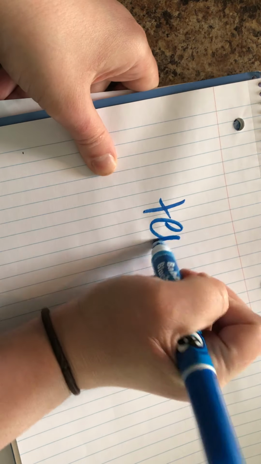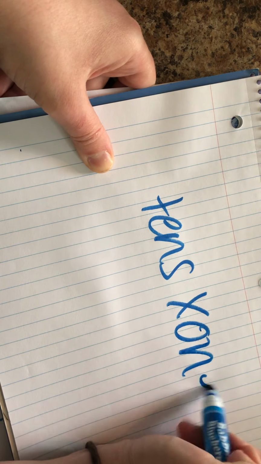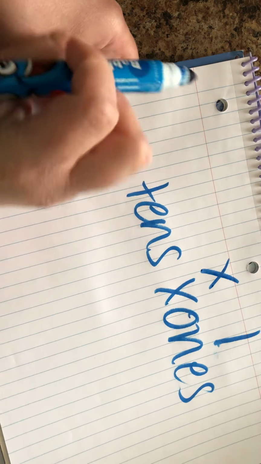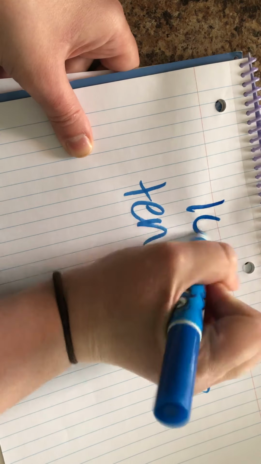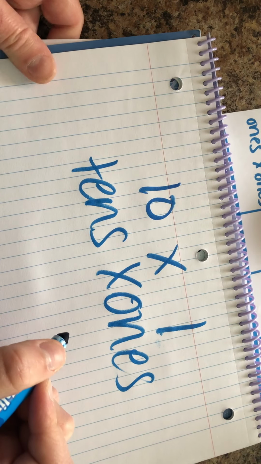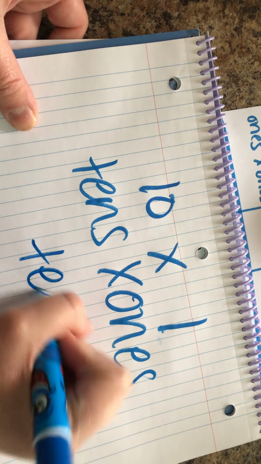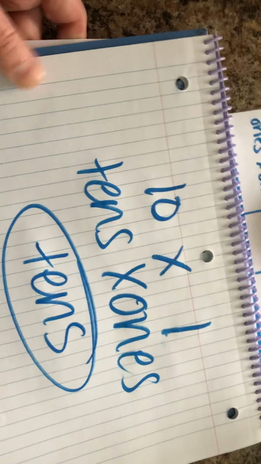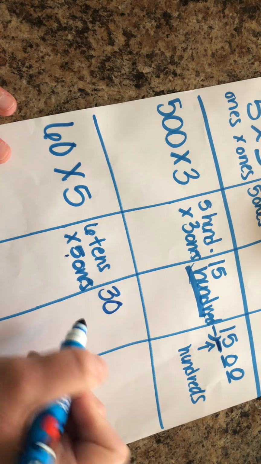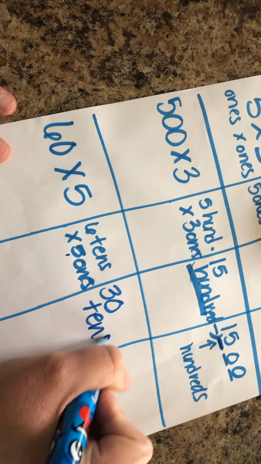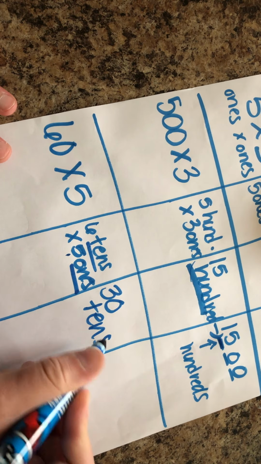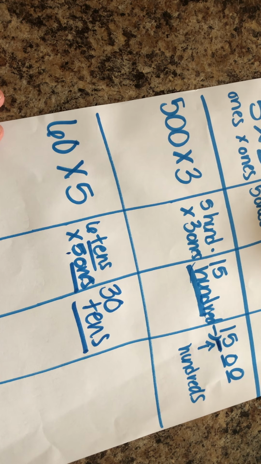Okay, let's go back. What do we know? We know that we have tens, and we're multiplying it by ones. Remember, anything multiplied by 1 is itself. So that means my answer is going to be in the tens place value. So I know that 6 times 5 is 30 tens. Remember, anything times 1 is itself. So that would be 30 tens.